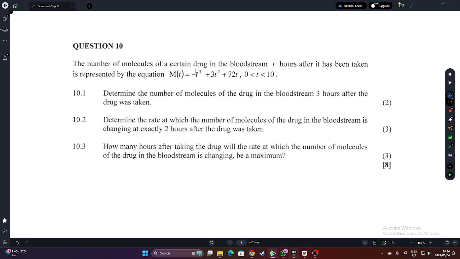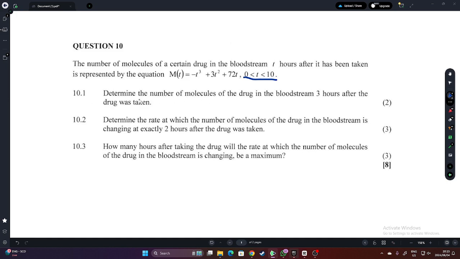The number of molecules of a certain drug in the bloodstream t hours after it has been taken is represented by the equation m of t is equal to minus t cubed plus 3t squared plus 72t, where t will be a value between 0 and 10 hours. To understand why they gave us this inequality: any medication that you take doesn't last in your bloodstream or stay in your body forever. It's going to have a maximum time frame. So after 10 hours, it's not present in your bloodstream anymore.